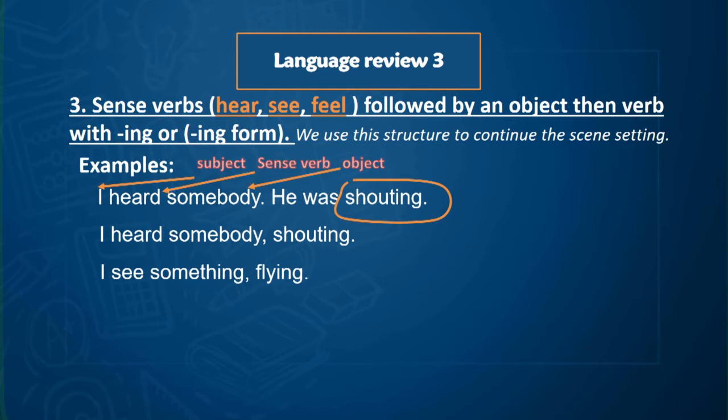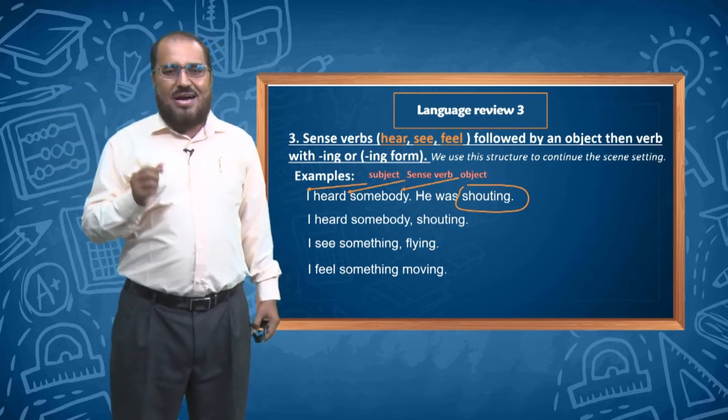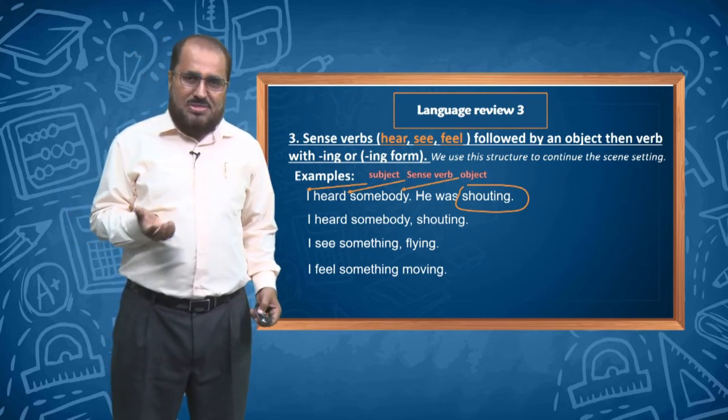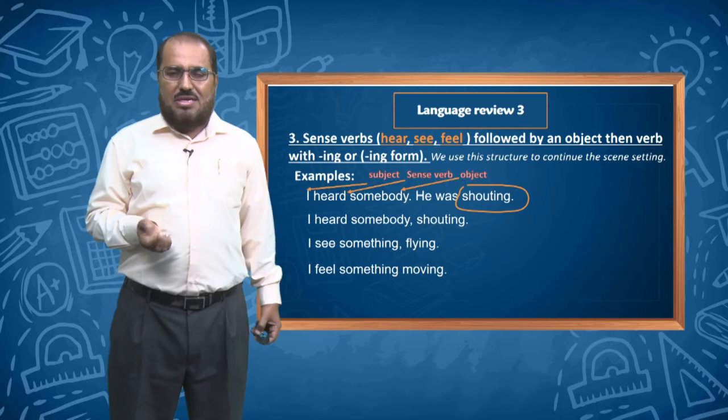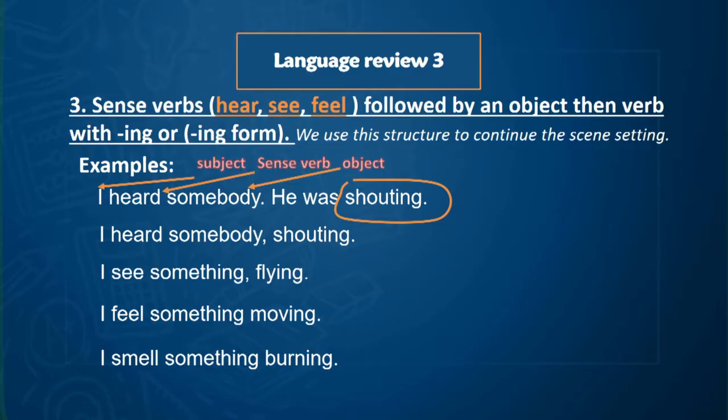Okay, more examples. I feel something moving here on my back. Okay, I feel something moving. Yes, the wire of the speaker here. I feel something, not it was moving, or it is moving here, present. You can say present continuous. No, I feel something moving. Okay, another example. I smell something burning. Still the scene keeps moving. So don't forget, this structure is very, very important.